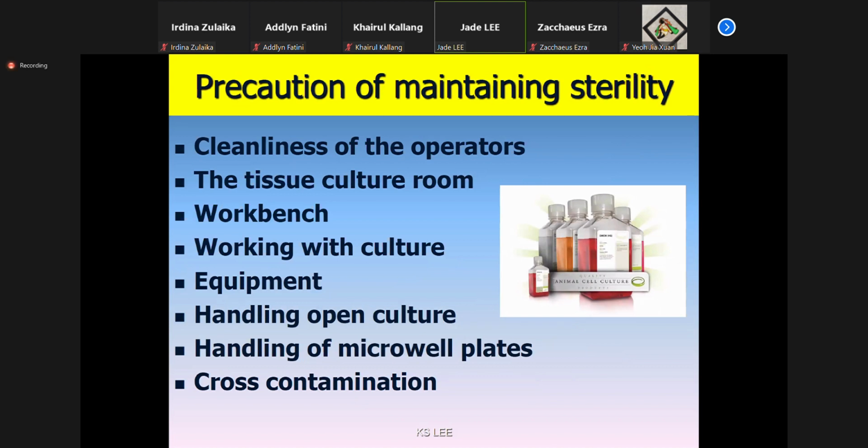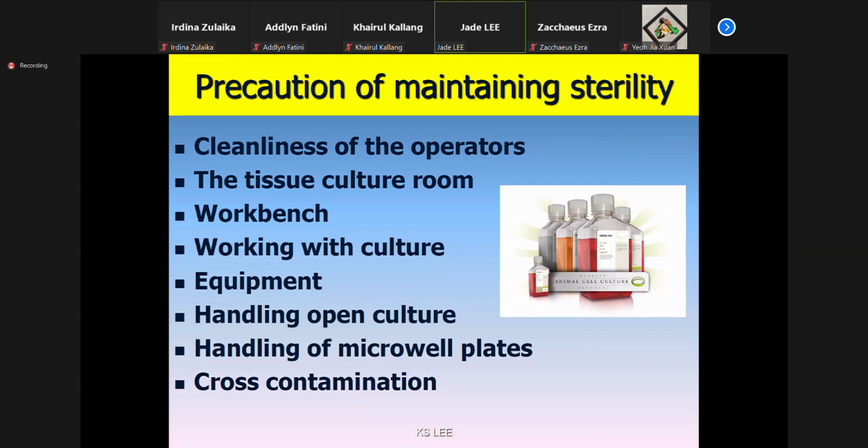But making sure that these precautions are well taken care of is a challenge, because the tissue culture room is not being used by you yourself. You may share the facility with other students and you don't know their habits. That is why the precaution steps have to be really practiced well in the tissue culture lab to avoid any contamination.